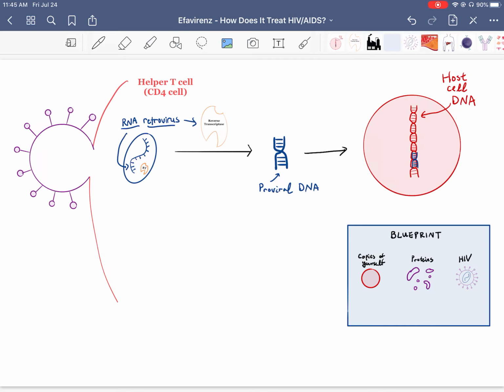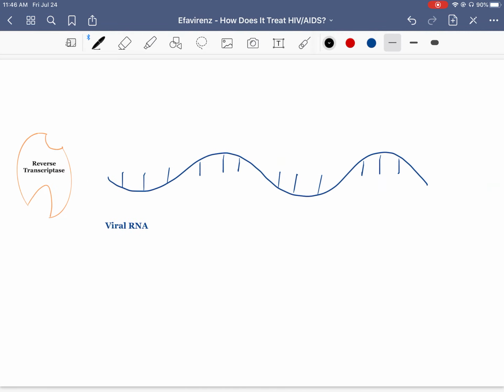The enzyme required to convert HIV RNA to proviral DNA is called reverse transcriptase. Reverse transcriptase is included in the viral RNA package that was delivered into the cell. Let's now look at how reverse transcriptase works to create the proviral DNA.